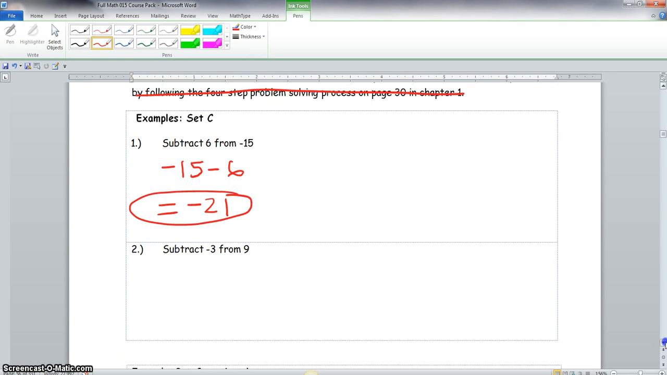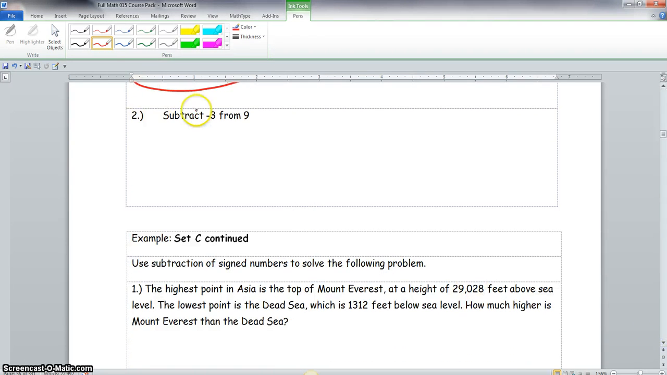Now we come to problem number 2. We have subtract negative 3 from 9. So we said subtract negative 3 from your age. You will write your age, which here would be 9, minus a negative 3. Because it says subtract negative 3. This is subtract negative 3 from 9. So 9 minus a negative 3, this is the opposite of negative 3, which would be 9 plus 3. And 9 plus 3, we know is 12.